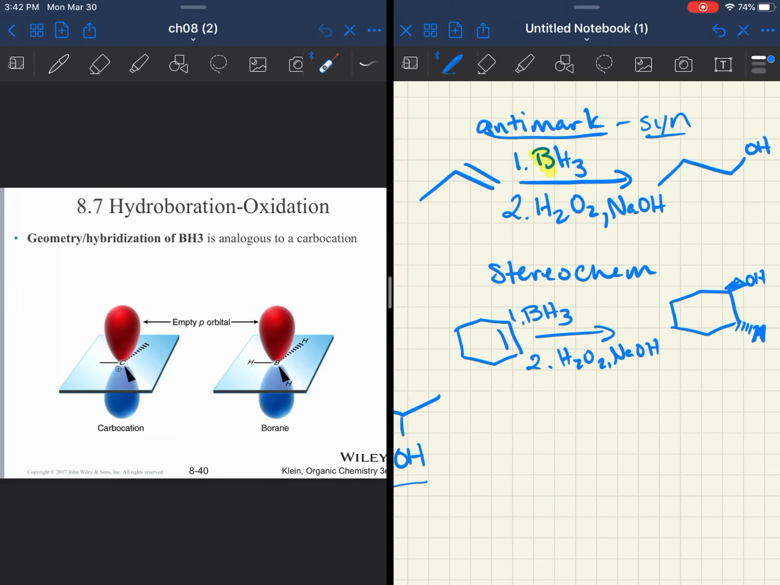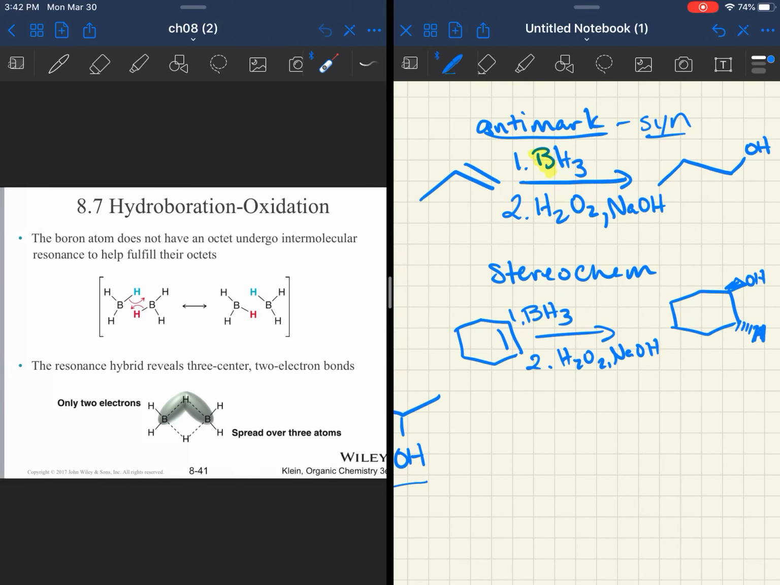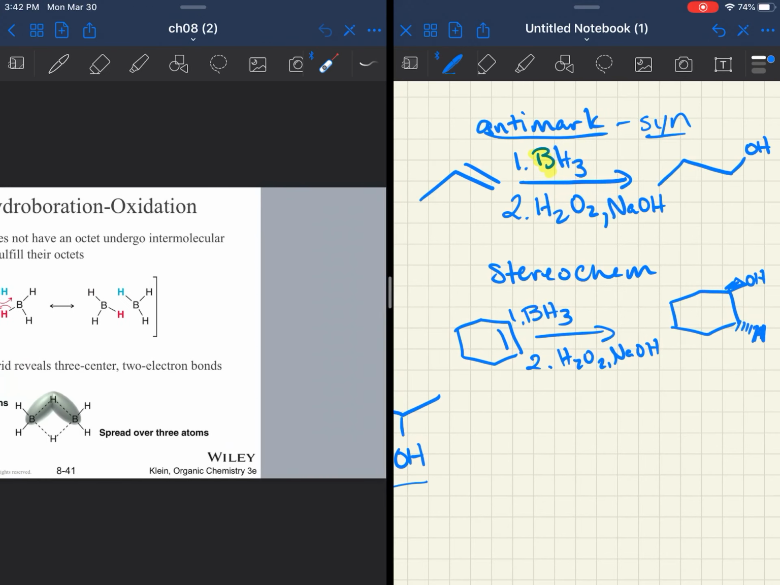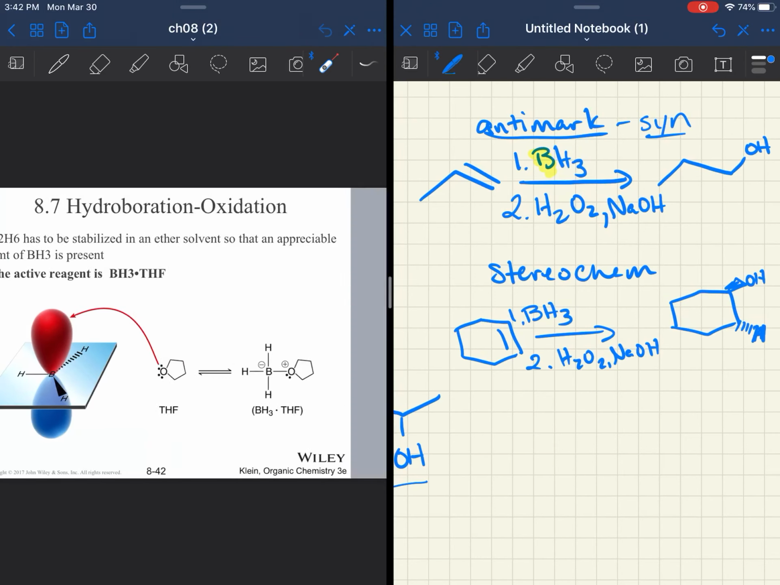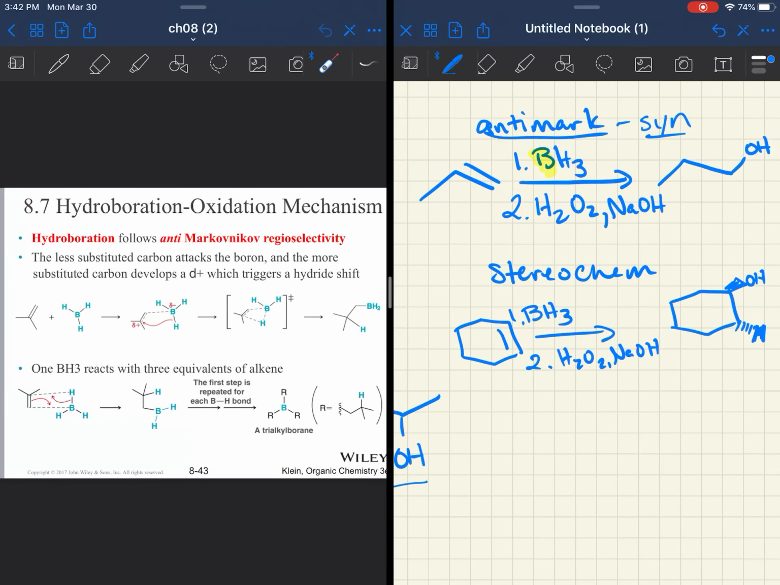Now, the geometry of this is why this works. So you've got your borane, your BH3 with an empty p orbital. It does often form dimers and you get B2H6. You can skip over that. This just shows you how THF can stabilize it. Again, you are not going to be responsible for any of these structures.